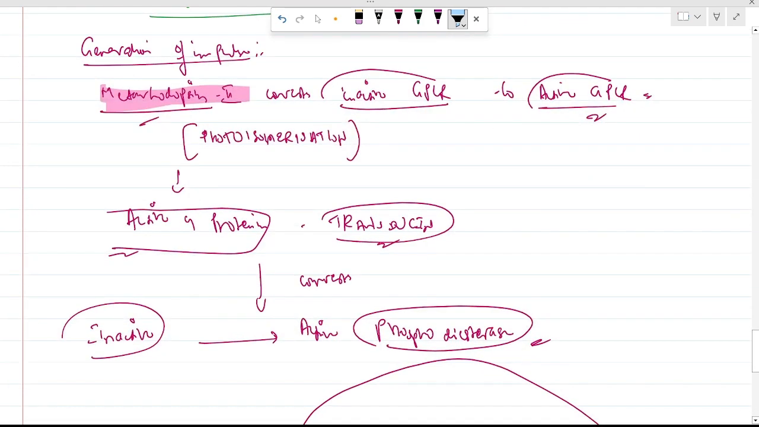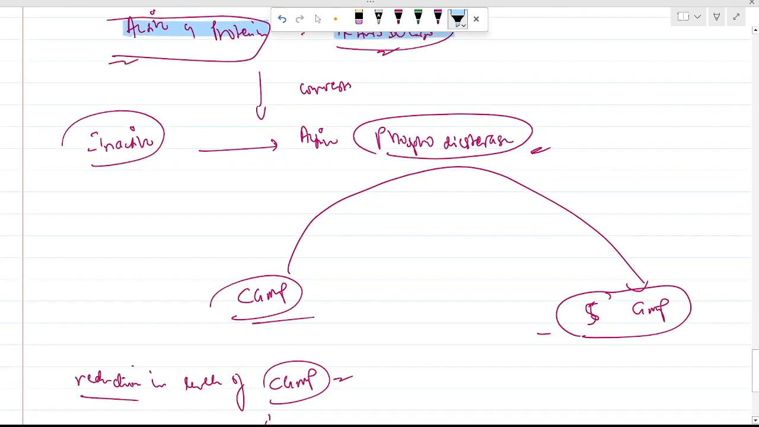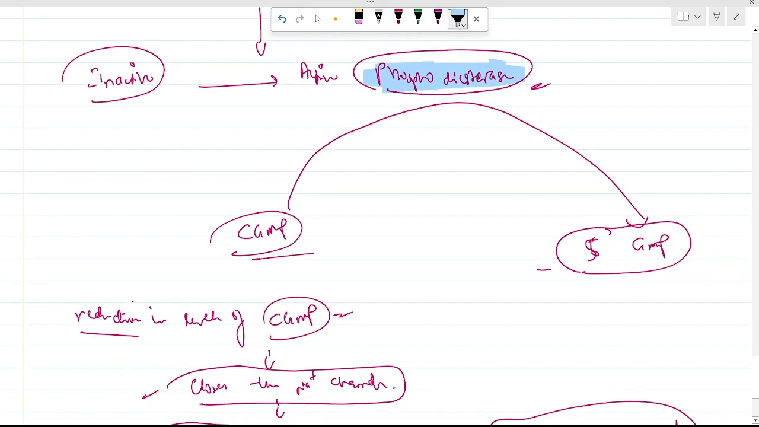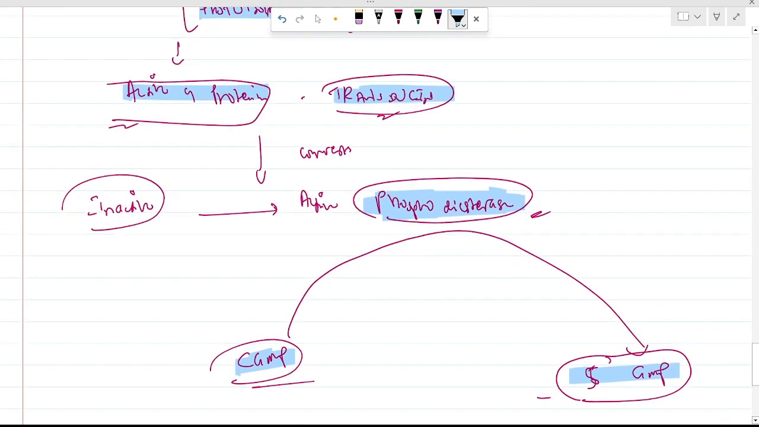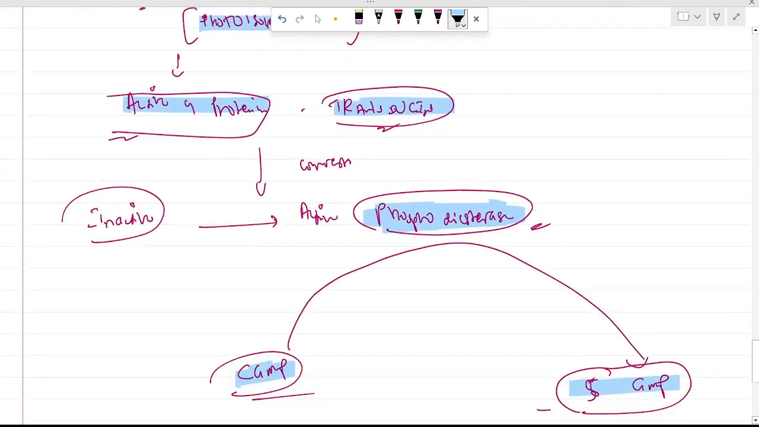This process is called photoisomerization. Next is the transducin, which is the active G protein, which converts inactive to active phosphodiesterase. Very important enzyme, remember. Phosphodiesterase, which converts cyclic GMP to 5-GMP. So as there is a reduction in the level of cyclic GMP, it closes the sodium channels. Hyperpolarization, remember, which causes the generation of nerve impulses. Okay, it's simple to understand. You need to just revise 2 to 3 times and you will remember everything.